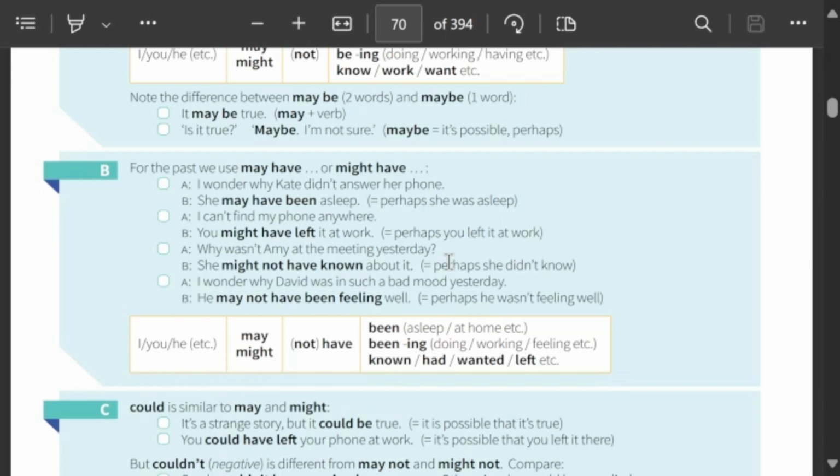I wonder why David was in such a bad mood yesterday. He may not have been feeling well. So it could be have been feeling, continuous, or just participle, perfect. You see? Have been doing or have done. Both are okay over here with may or might. Okay? So the construction is this, you see? The pronoun, subject, may or might, and then have with not you can put before have, and then been or being, known, had, wanted, left, etc.